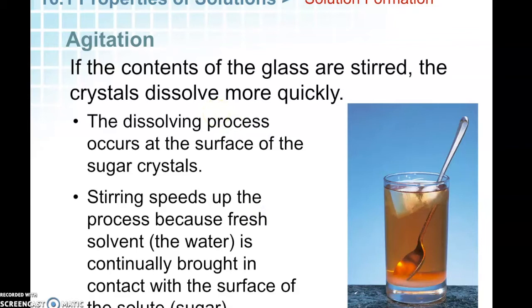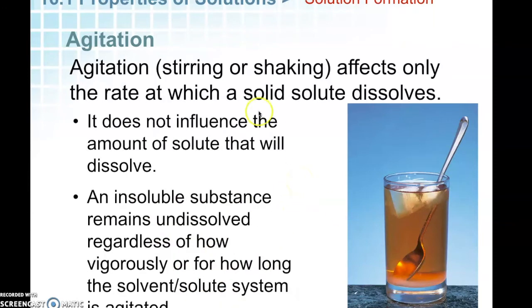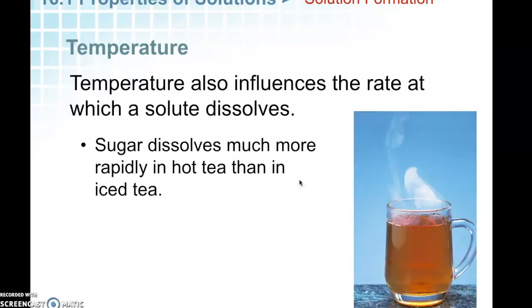If the contents are stirred, the crystals dissolve more quickly. If we start to stir this with the spoon, more of the water will come in contact with the sugar, which will make it dissolve faster. We call this agitation, right? Now, just because it dissolves faster does not mean we can add more sugar, because at some point we'll reach the point where we can't add any more sugar. We won't be able to get it dissolved no matter how much we stir. So as we stir, we don't add more sugar, but we can stir to dissolve it faster.